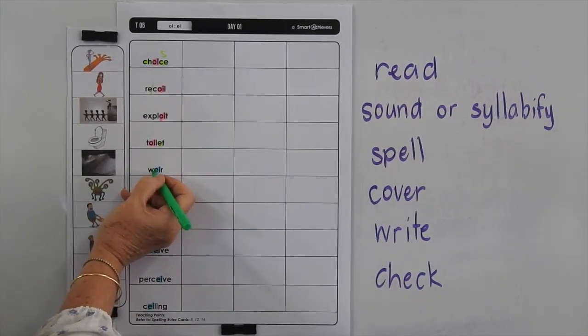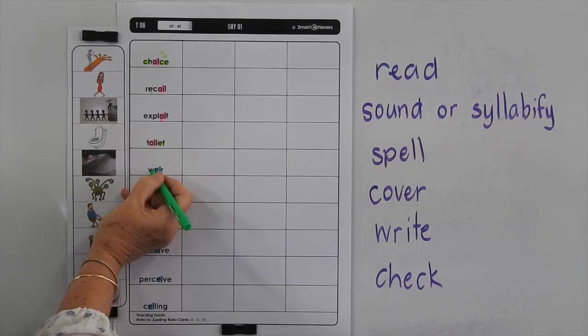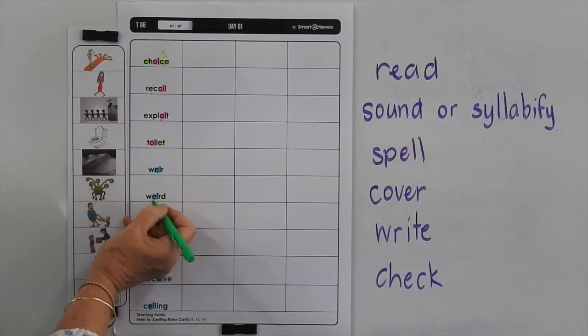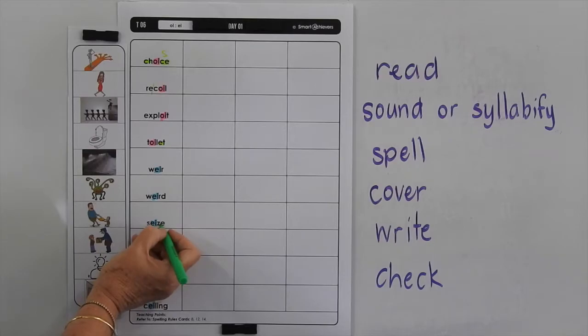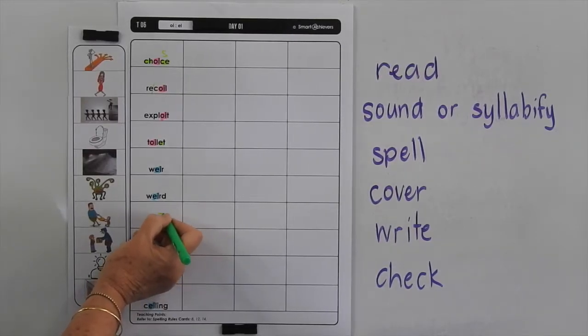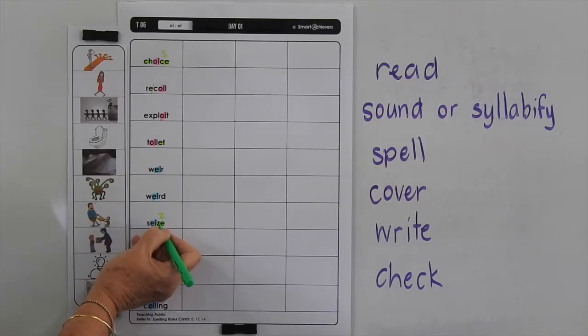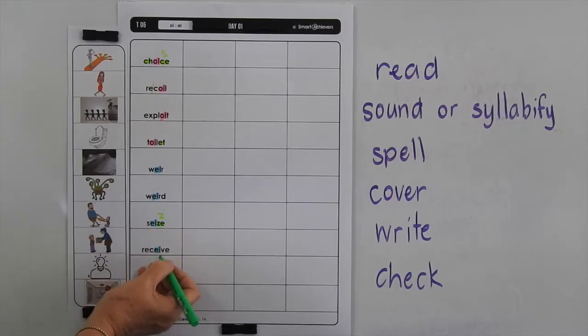Weir, we know there's no H after the W because there's no air when we say the word weir. And the same with weird. Seize, we're actually using the Z and the E at the end for the Z sound. Quite often we use SE, but occasionally you do actually see where we use the Z for the Z sound.